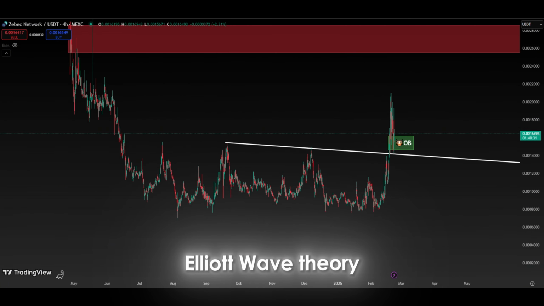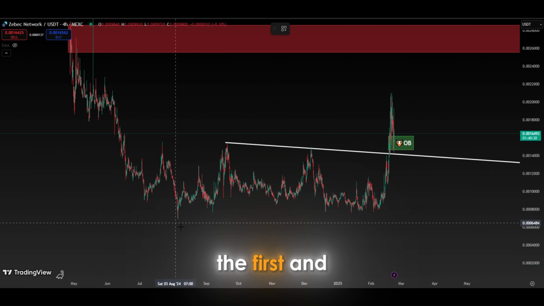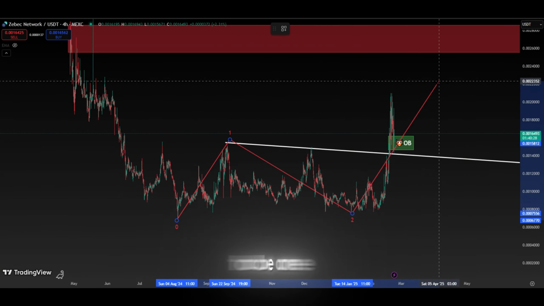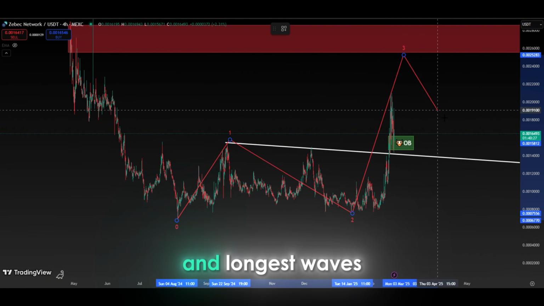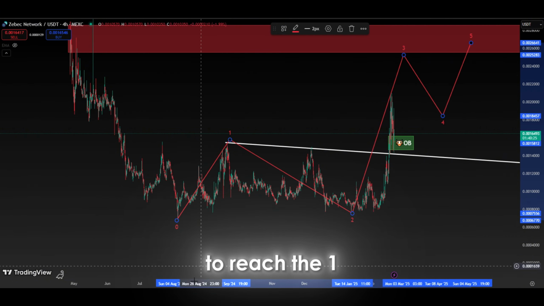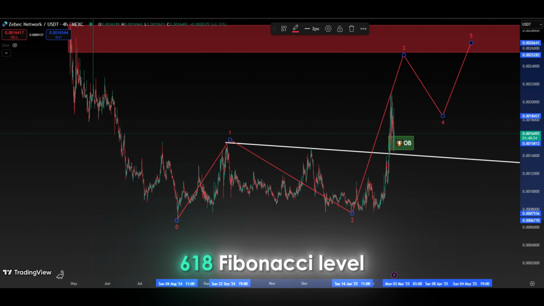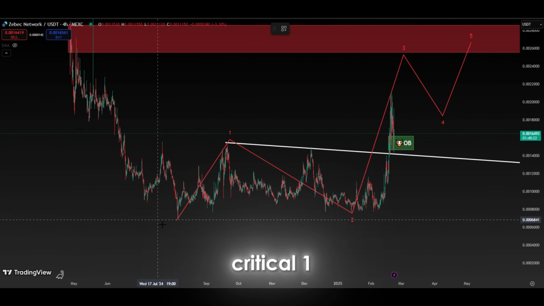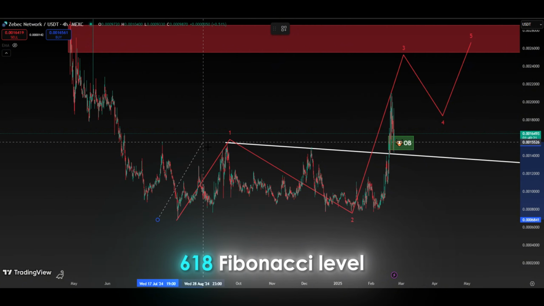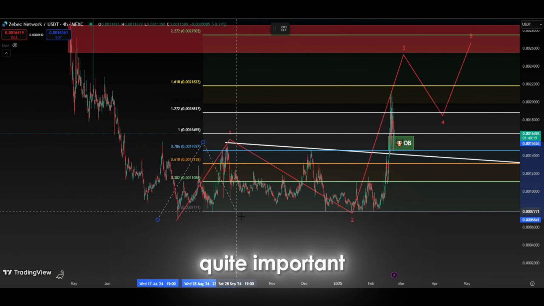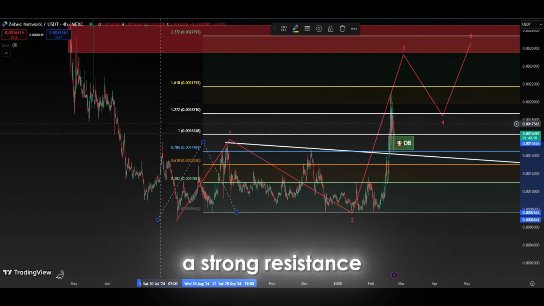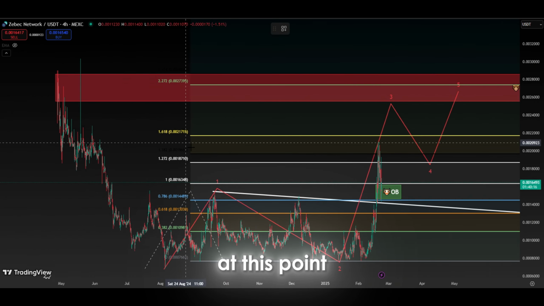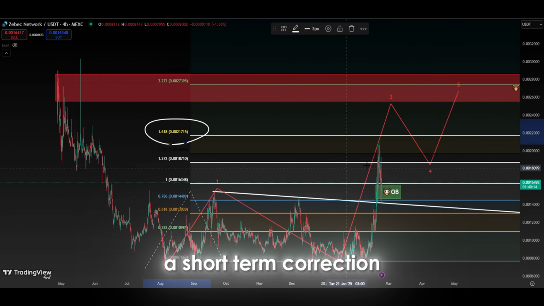According to the Elliott wave theory, the price seems to have completed the first and second wave so far. The third wave is generally considered to be one of the strongest and longest waves, and is expected to reach the 1.618 Fibonacci level as a minimum. As of now, the price has risen to this critical 1.618 Fibonacci level. This level is quite important because it can often work as a strong resistance or profit-taking zone. If the price encounters selling pressure at this point, we could see a short-term correction.